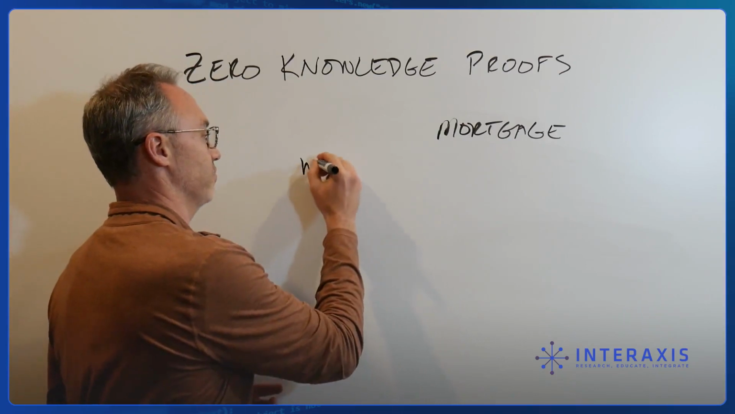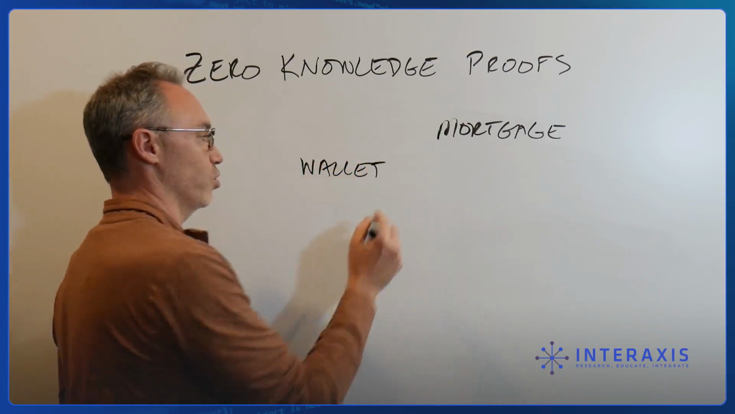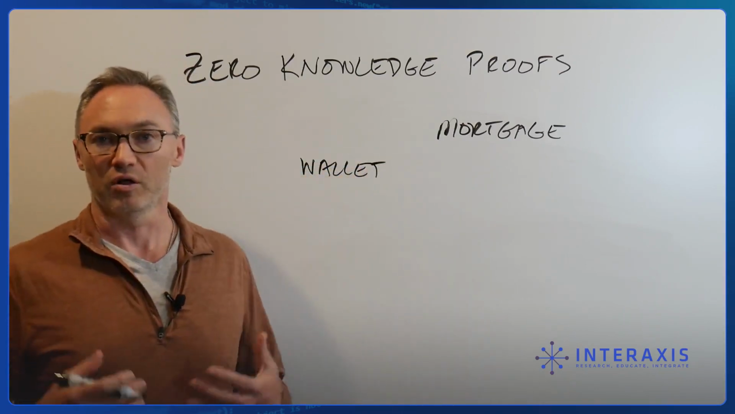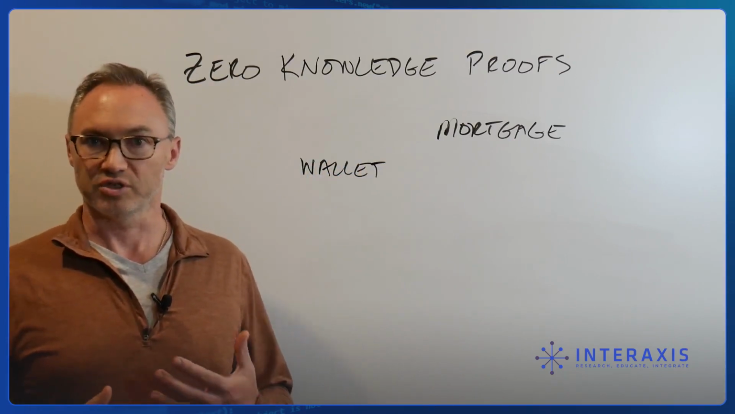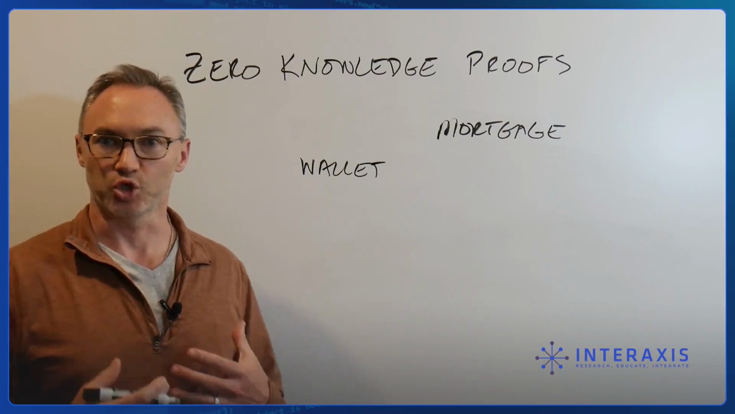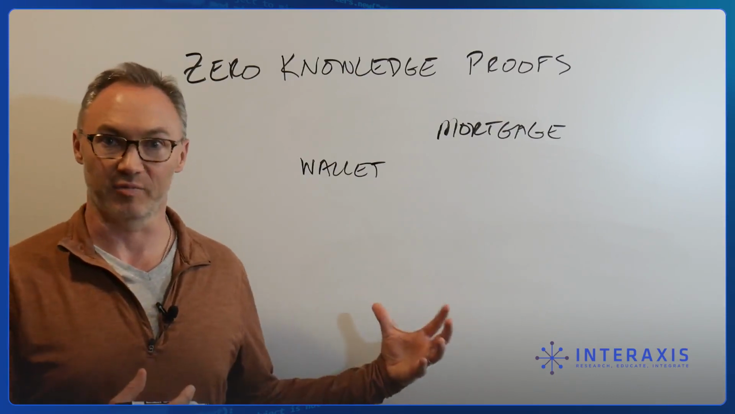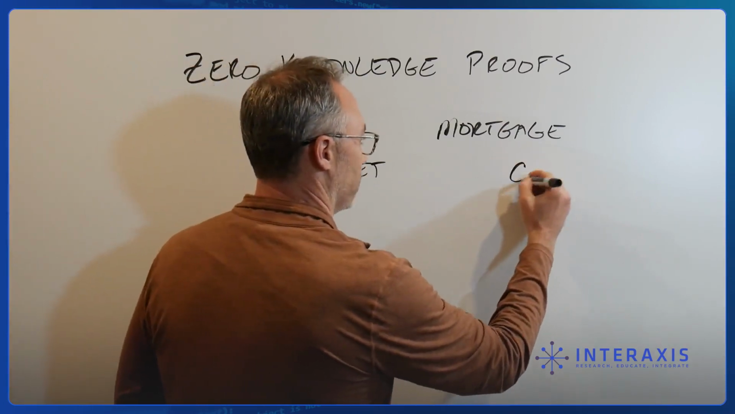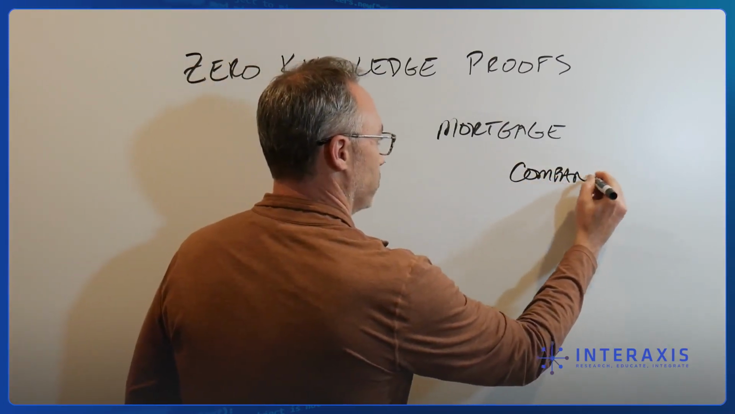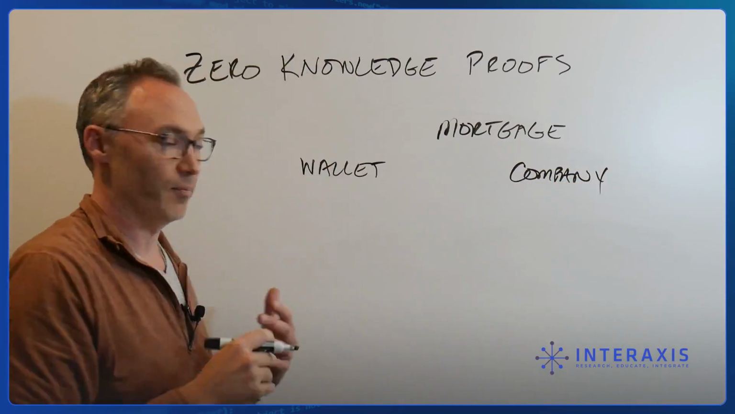I might connect something like my wallet. And of course, a wallet, if you don't know, is how we store and how we control assets in the crypto world. So I have assets that I control based on my wallet. So I might connect my wallet to the mortgage company, and I'll say it's a company for now, but I'll go into a little detail about why it might not be a company in the future.